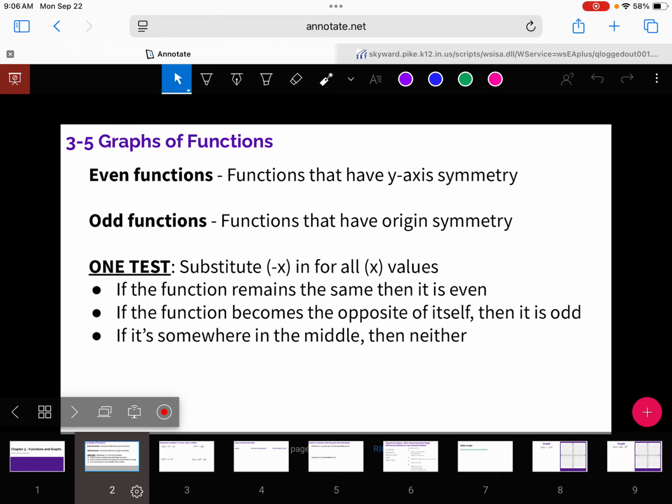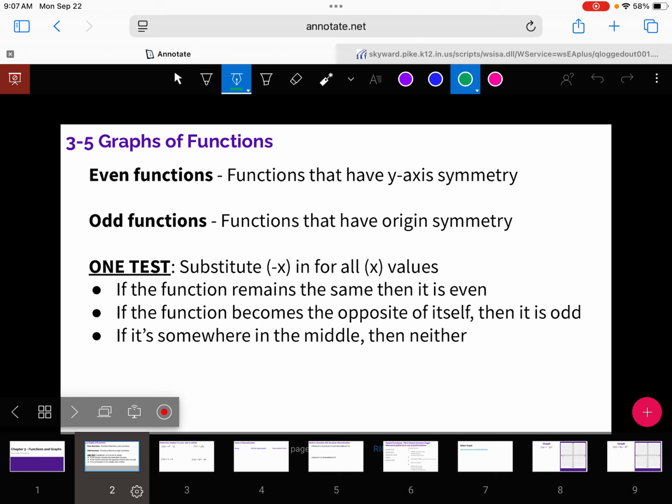If we want to do this as one test, we can substitute our minus x in for every one of the x values. If we get exactly the same thing we started with, it's even. If we get the opposite of itself, so we have our function times -1, then it's odd. If it's somewhere in between or anything else chaotic, it's neither. So it could be even, it could be odd, it could be neither. And we're going to practice this on a couple of them.